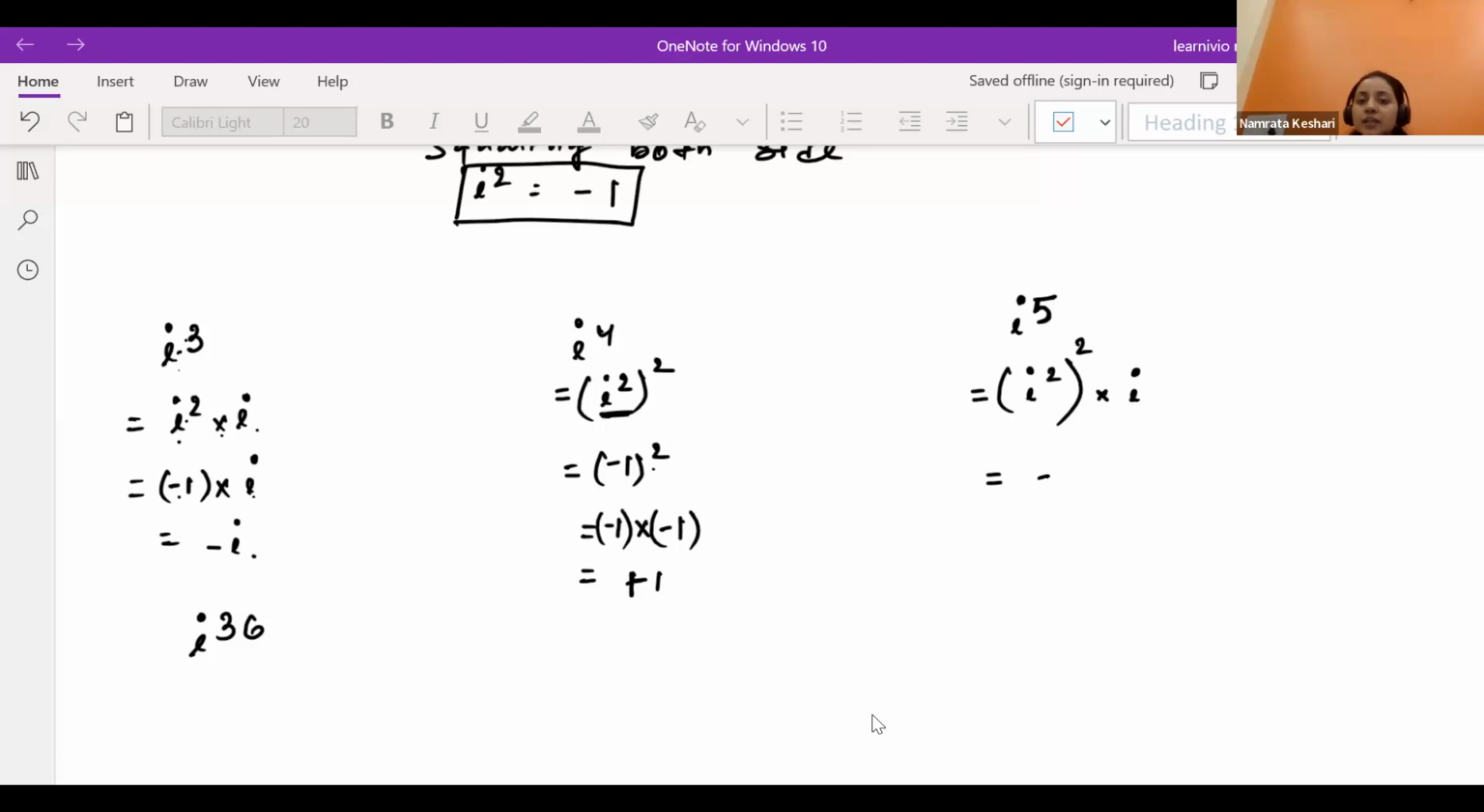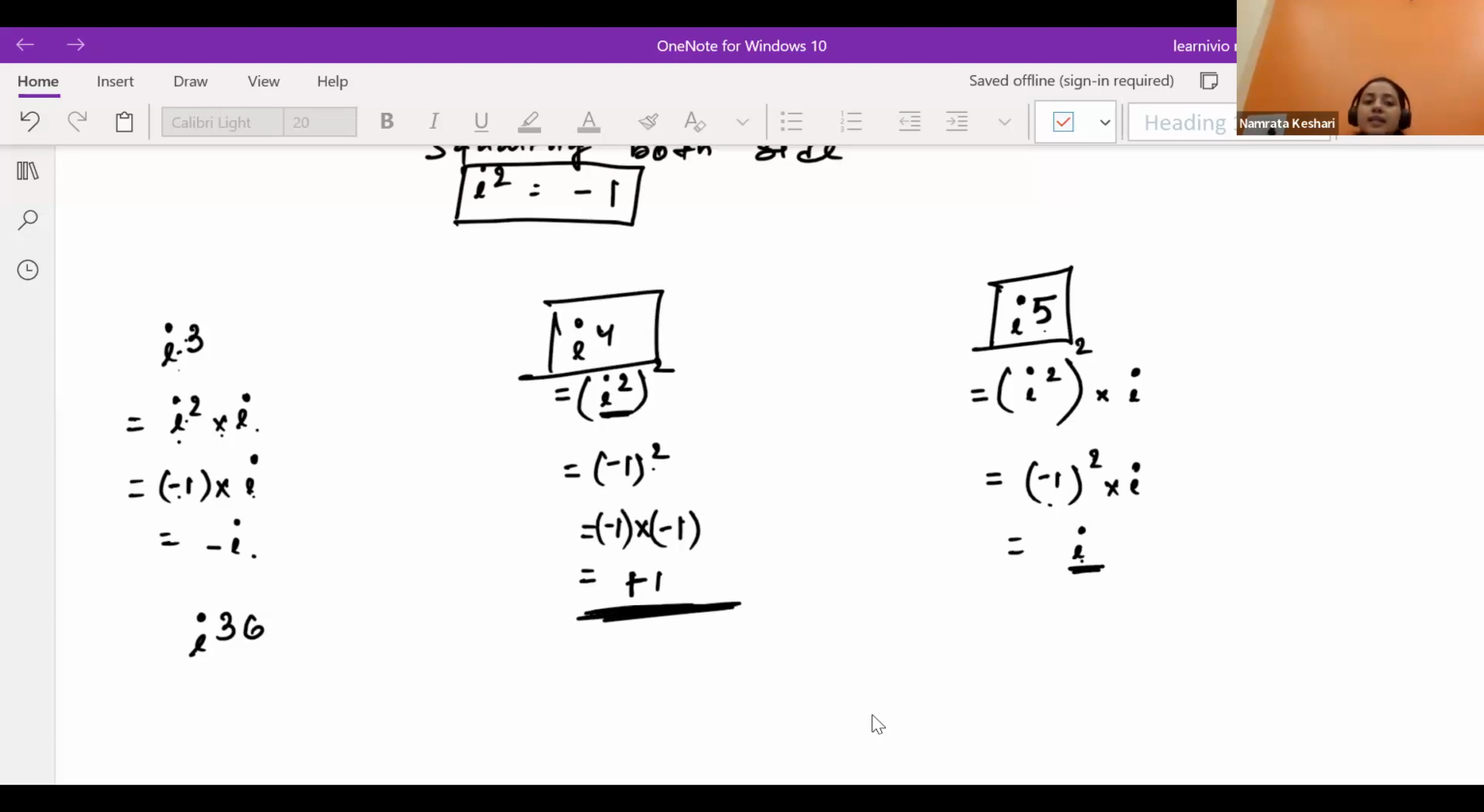I square is what? Minus 1. Minus 1 whole square into I. Minus 1 whole square is plus 1. Here I to the power 5 is equal to what? Equal to I. So whatever be the power, whatever be the exponent, basically either we want a value or we want I, plus I or minus I, whatever. Either a value, just like I to the power 4 is plus 1, or like this scenario, I to the power 5 is just I. Okay, we don't need anything else.